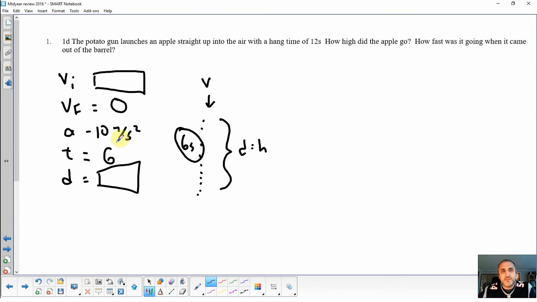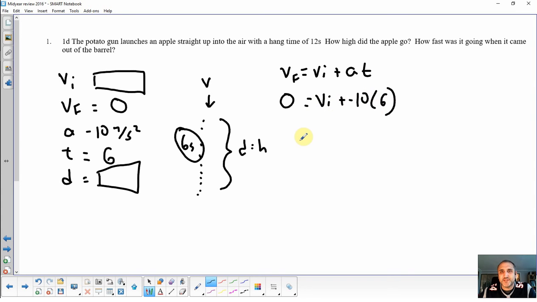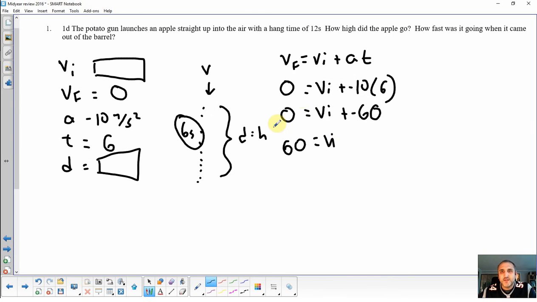So if we use the equation with VI, VF, A, and T in it, I would say VF equals VI plus AT. And final velocity at the top is 0. VI is what we're going to look at, plus A, which is negative 10, times T, which is now 6 seconds. So 0 equals VI plus negative 60. We're going to have to add 60 to both sides and end up with 60 equals VI. So interestingly enough, we now have an initial velocity of 60 meters per second.